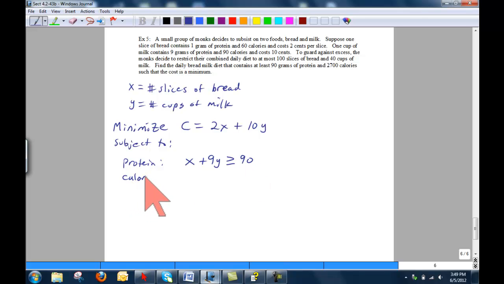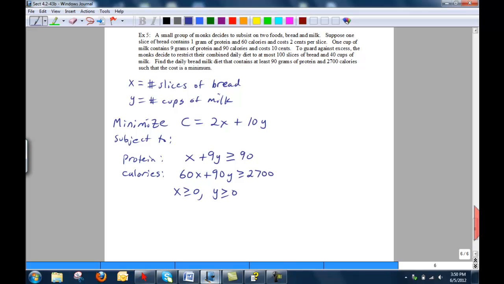Another thing this diet has to do is give us enough calories, specifically at least 2,700 calories. And so if I look at the calorie content, each slice of bread contains 60 calories, so 60x. Each cup of milk contains 90 calories, so plus 90y, and that needs to be at least 2,700. x and y are both physical variables, so x needs to be greater than or equal to 0, y needs to be greater than or equal to 0.